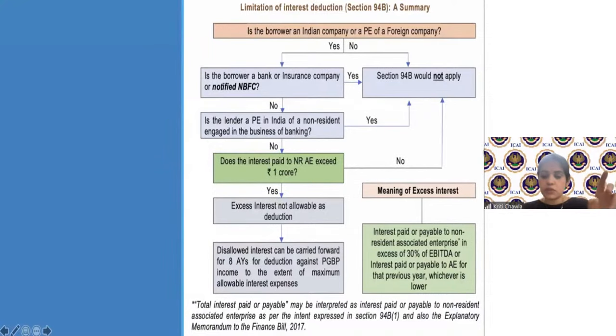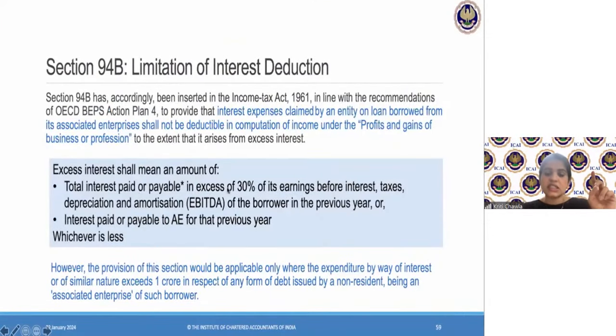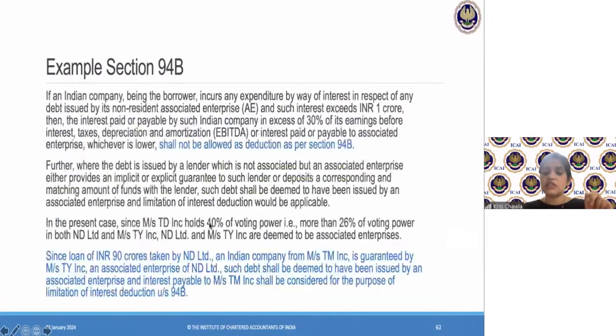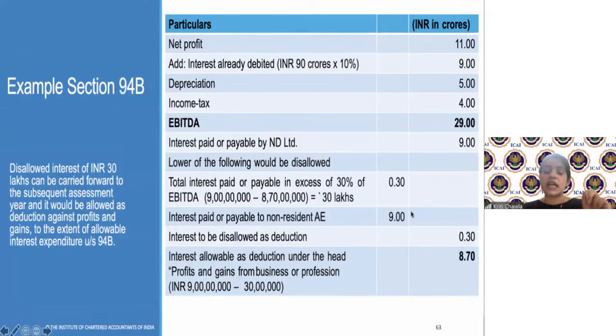So the first bullet point was total interest in excess of 30% of EBITDA, which is 30 lakh. The second point is interest paid or payable to the AE, which is 9 crore. So it says whichever is less is available as deduction. Obviously, less in our example is 0.30. So only this much is available as a deduction.